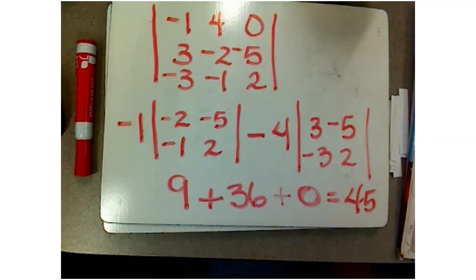Why don't you put your sticky notes in your books and keep your place, and we'll use them tomorrow, because we're going to use them now. We're going to back up and go find the area of a triangle using a determinant method.